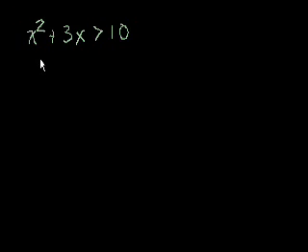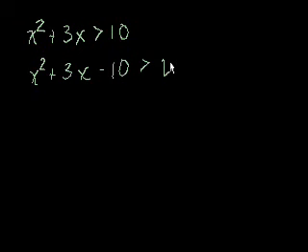So you want to get it in what I would call the standard form, I don't know if it's actually called this, where you have all of the terms on one side and a 0 on the other side, and then you can either factor it or use the quadratic formula. So let's do that. Well, this is pretty easy. We just have to subtract 10 from both sides, and we get x squared plus 3x minus 10 is greater than 0.